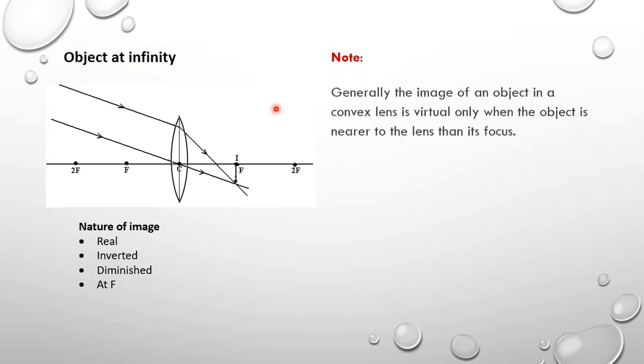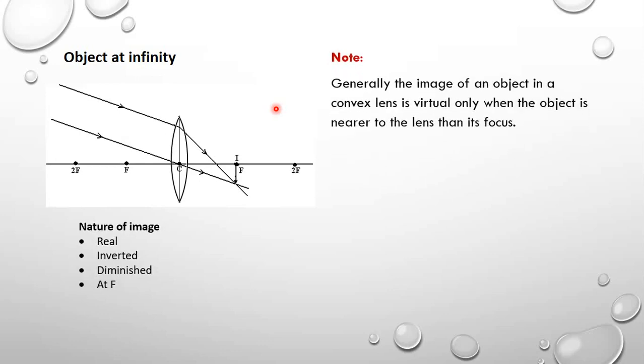Let's make a note here. Generally, the image of an object in a convex lens is virtual only when the object is nearer to the lens than its focus. We can see this is usually when it is placed between C and F. But whenever it is far away from the principal focus, then it is going to be real.